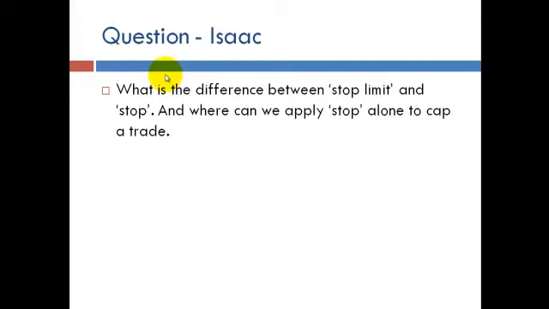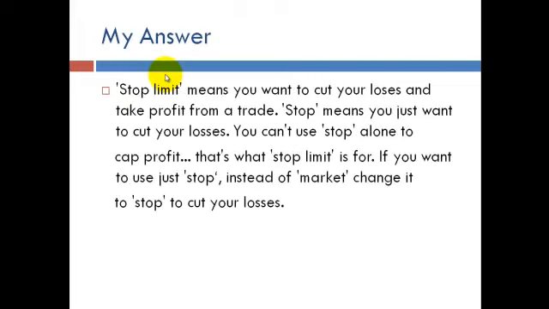Okay, and Isaac also said, what's the difference between stop limit and stop, and where can we apply stop alone to cap a trade? Stop limit means you want to cut your losses and take profit from a trade at the same time. Stop means you just want to cut your losses. And you can't use stop alone to cap profit. That's what stop limit is for. So you use stop to cut losses, and you use stop limit to cut losses and also cap your profit. If you want to use just stop instead of market, change it to stop to cut your losses.